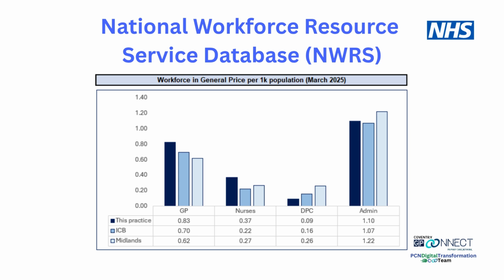Dark blue, your practice, blue ICB Coventry and Warwickshire, light blue the Midlands region. Use these bars to compare your levels and perhaps explore and identify resource mix changes you could consider and implement. Example, this practice has 0.09 direct patient care staff per 1,000, while the Midlands average is 0.26.